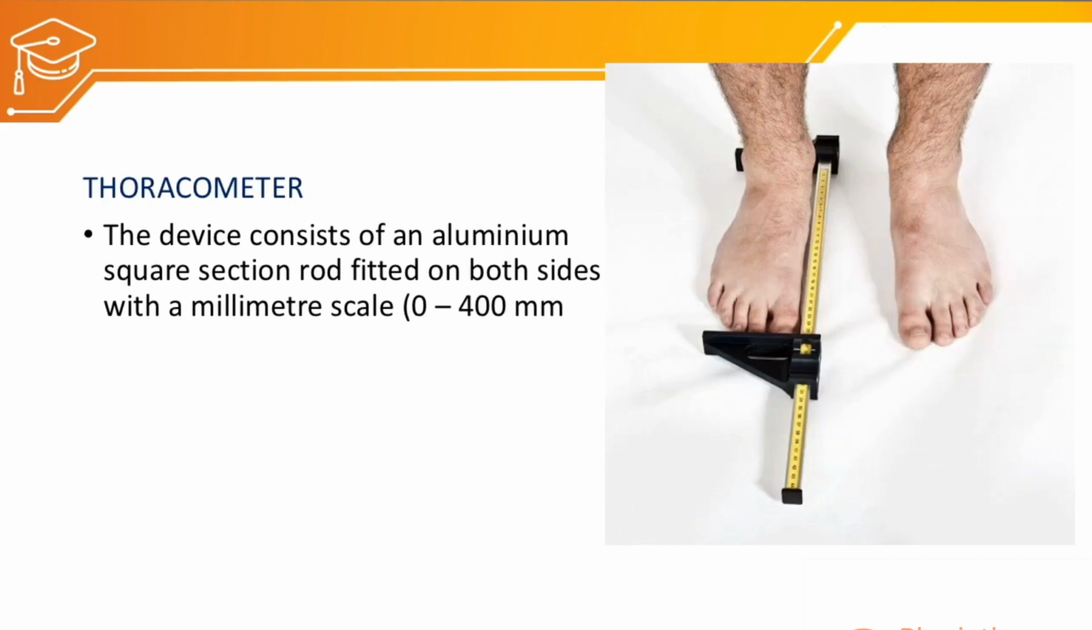Thoracometer is also one type of sliding caliper which can be used to measure the length of the foot or width of the foot. This device consists of an aluminum square section rod fitted on both sides with a millimeter scale measuring from 0 to 400 millimeters.